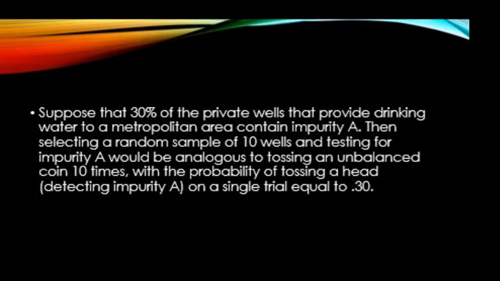So here is an example. Suppose that 30% of the private wells that provide drinking water to a metropolitan area contain impurity A. Then selecting a random sample of 10 wells and testing for impurity A would be similar to tossing an unbalanced coin, let's say, which has a probability of getting heads 0.30, same as the probability that the well has impurity A. So you can always look at what the experiment is, and if each trial is a Bernoulli trial and it is a sequence of Bernoulli trials, it is a binomial experiment.